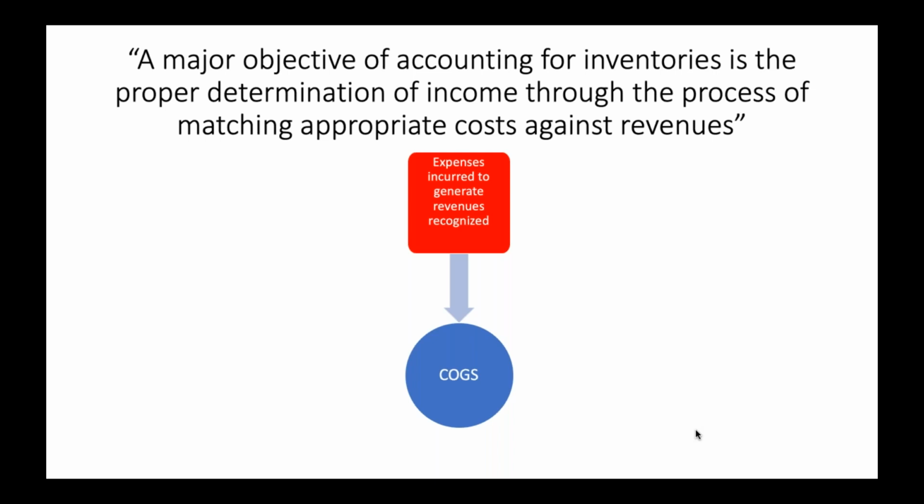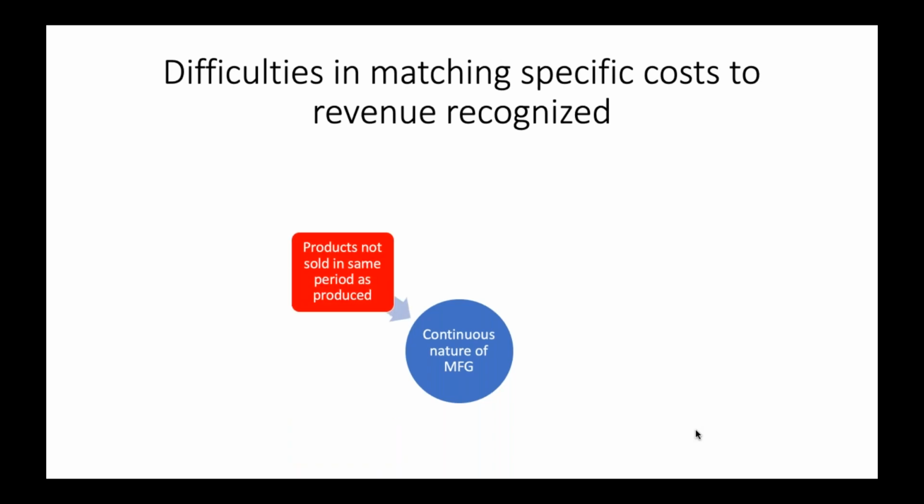manufacturing, it's a little more complex because there are difficulties in matching specific costs to the revenue recognized because of the continuous nature of manufacturing. What do we mean? Products are not sold necessarily in the same period as they are produced. Obviously, if an organization has a lot of finished goods inventory, it could be 60, 90, 120 days between the production of the finished goods and the actual sale.